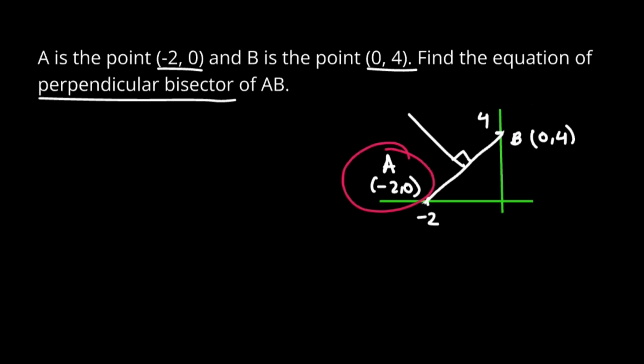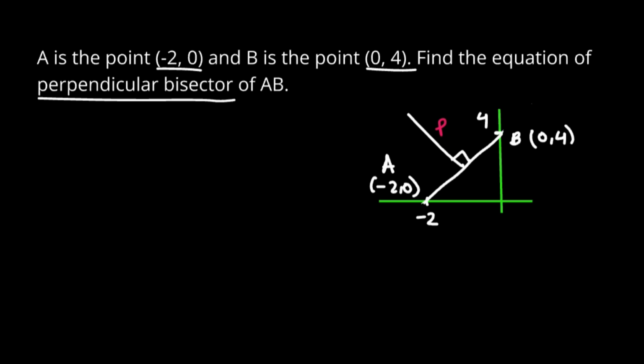Now here you have the point A (-2, 0) and point B (0, 4). And here is the perpendicular bisector P of line segment AB. So first, you will find out the gradient of the line segment AB. So let's call the gradient of AB as m_AB.